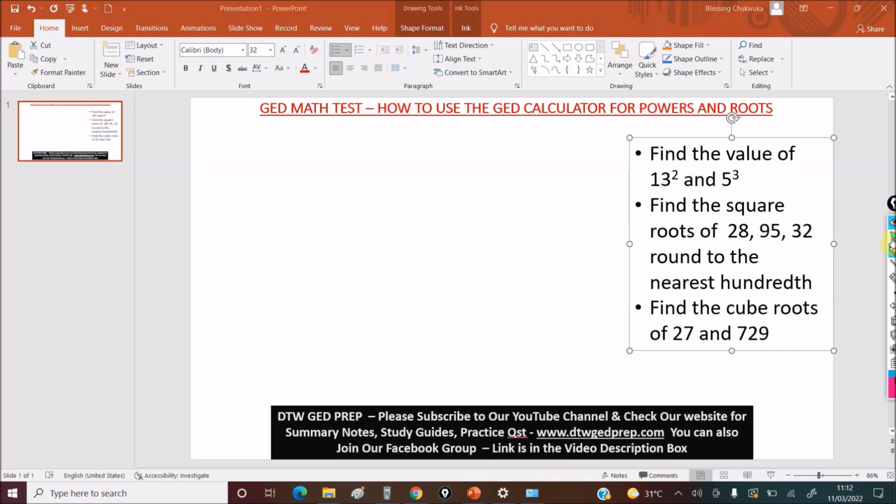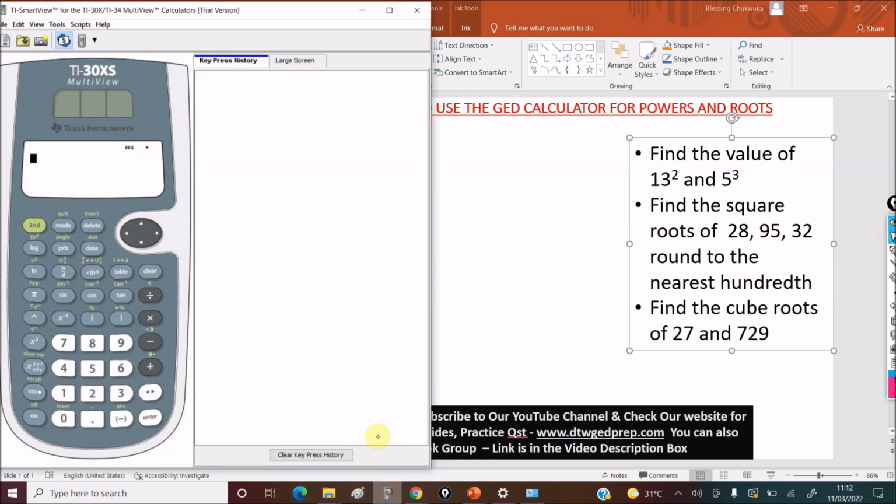It's very important you practice with it, and we have one here that we're going to be using. This is the GED calculator, and this is how it's also going to appear on your test. In fact, I think I'm going to do a video on how to find your calculator during your tests. So we're going to be using this to calculate the questions under powers and roots.